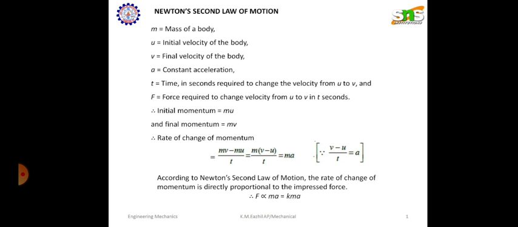Here let m be the mass of the body, u be the initial velocity of the body, v be the final velocity of the body, a be the constant acceleration, and let t be the time in seconds required to change the velocity from u to v. Rate of change of momentum is mv minus mu by t, that is m into (v minus u) by t. (v minus u) by t is equal to a. So we get the equation F is equal to ma.